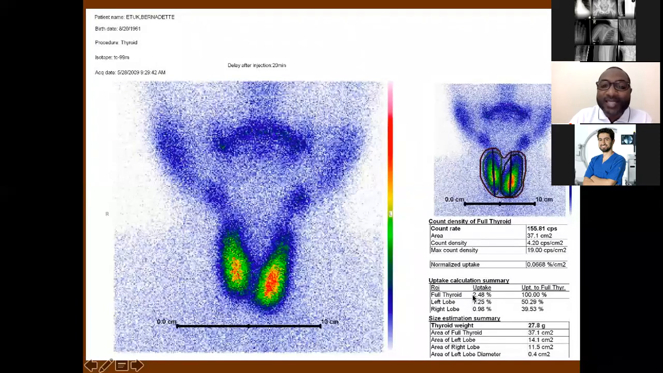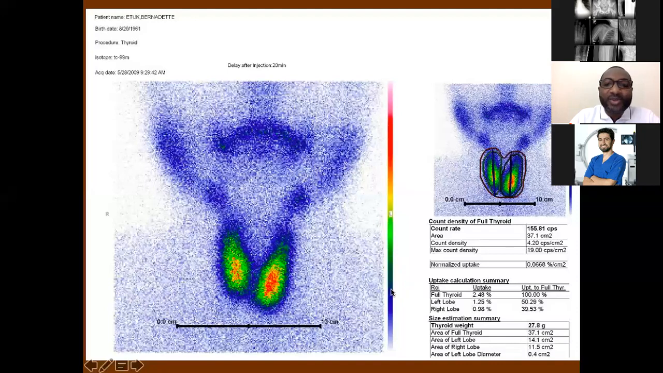If you have a level less than 0.7, it is abnormal, it is low uptake. If you have a level more than 4%, it is increased uptake. And I will show you why this is important. Other things that we can do in nuclear medicine, based on this, is quantify the weight. You can see the weight of this thyroid is about 27.8 grams. So this is a normal thyroid. Again, you can see how beautiful the thyroid is. You can see the increased area.